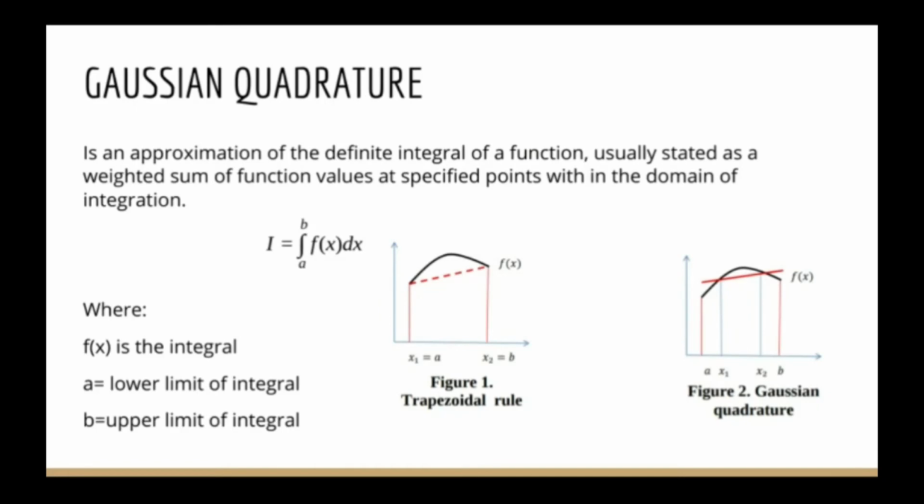So as you can see, figure 1 is the trapezoidal rule, and figure 2 is Gaussian quadrature. So the trapezoidal rule uses a straight line from x sub 1 to x sub 2, while in Gaussian quadrature, the x sub 1 and x sub 2 are not at points a and b. But the x sub 1 and x sub 2 are symmetric. So they are the same distance from the origin. So the origin is the center of the symmetry.